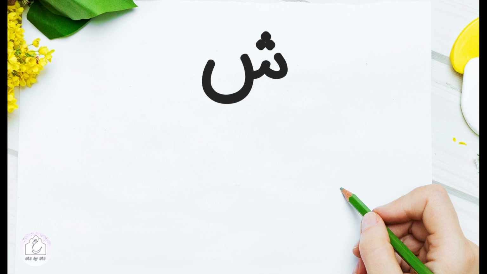Come on, get a pen and paper and let's draw Shīn. We start with the isolated form. Draw 2 small semicircles, then a big one. Then 3 dots above the letter. Two small semicircles, big one, then the dots.